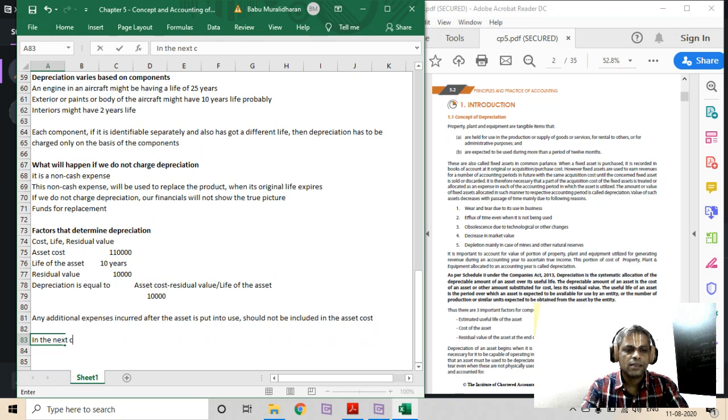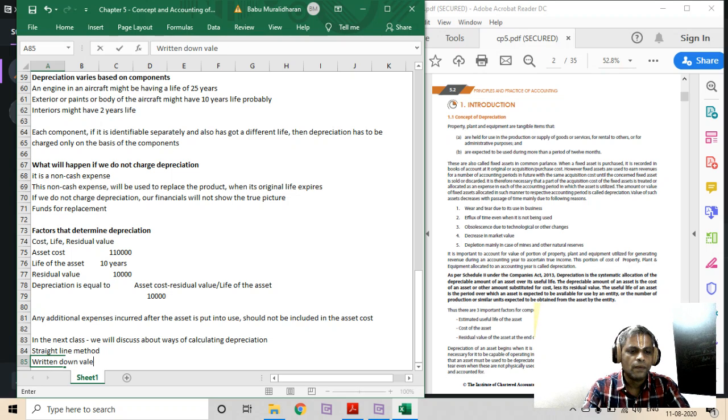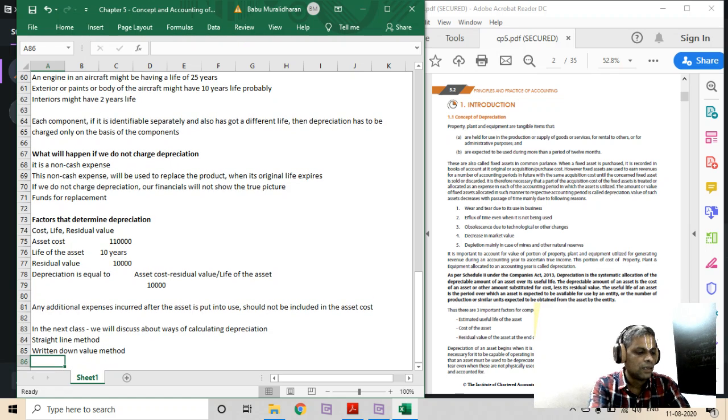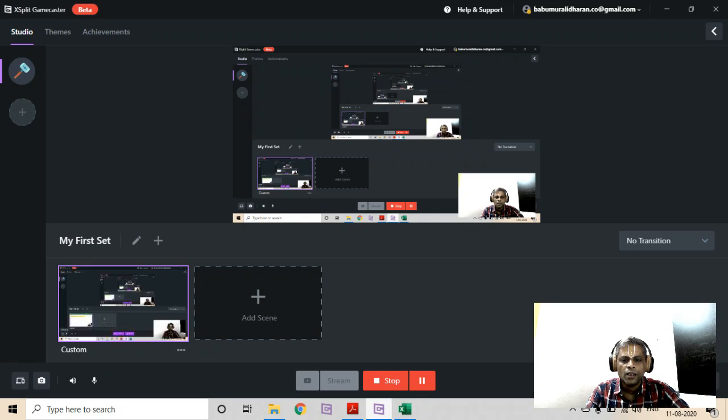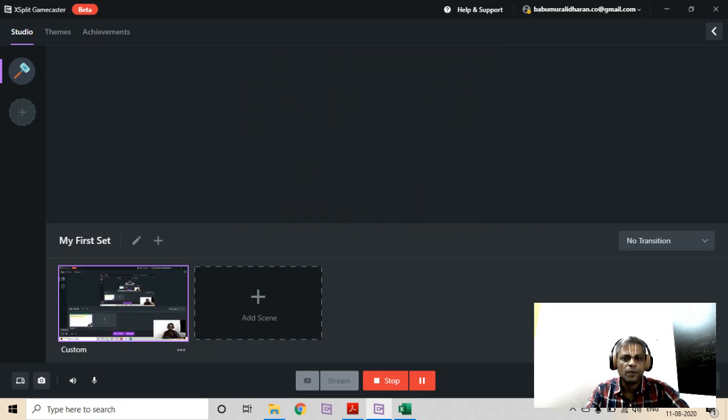In the next class, we'll discuss ways of calculating depreciation. I'll give a hint: the straight line method, the written down value method, and the units of production method. We'll discuss these three at a high level, and then also try to solve some questions and answers related to depreciation.